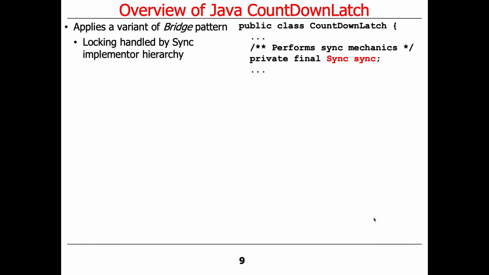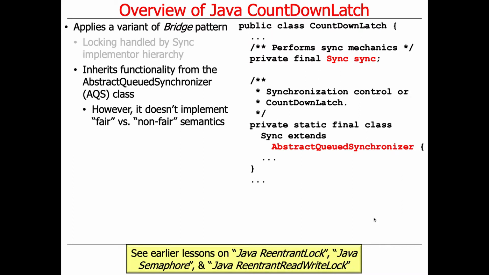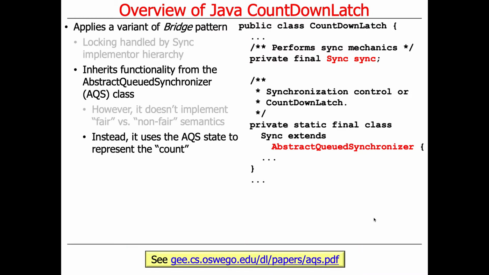Locking in the countdown latch is handled by the sync implementer hierarchy. This is very reminiscent of how the other synchronizers work. The only thing that's really different is it doesn't distinguish between fair versus non-fair semantics. That was what was being done with the use of the bridge pattern for the reentrant lock and the semaphore and so on. They used the bridge pattern to separate out the fair versus non-fair semantics within a common interface. In this case, we're just reusing the abstract queued synchronizer's ability to queue things up and notify them when something happens. So it's kind of a lobotomized use of these features.